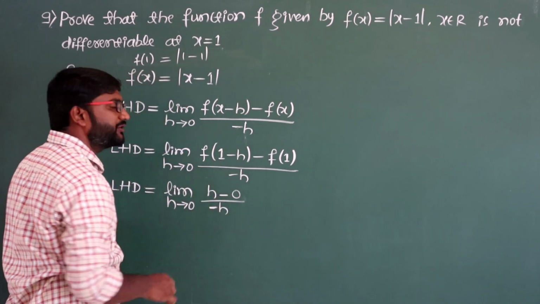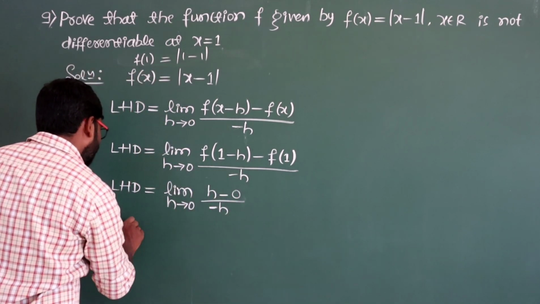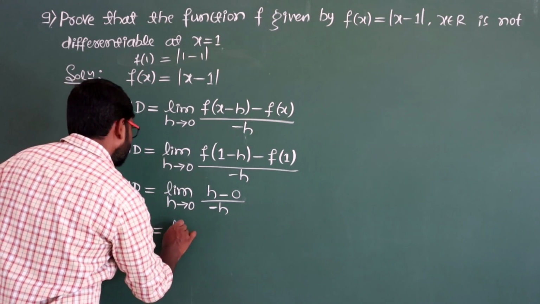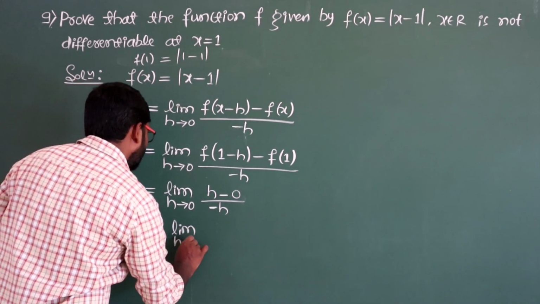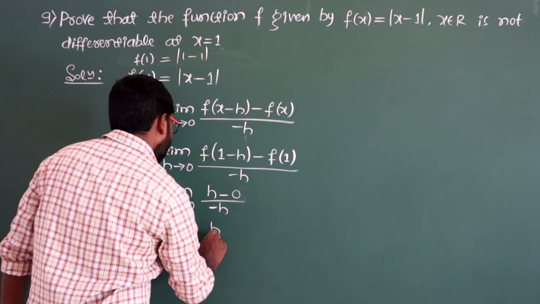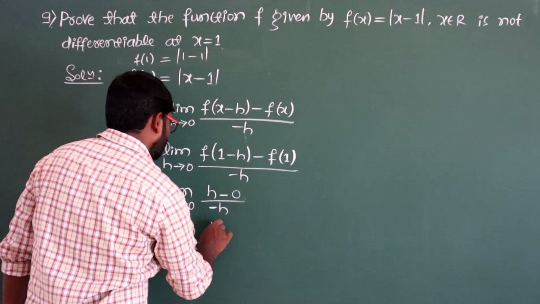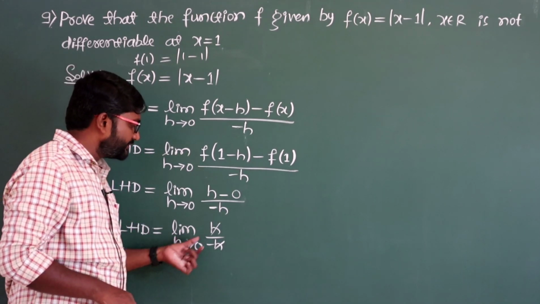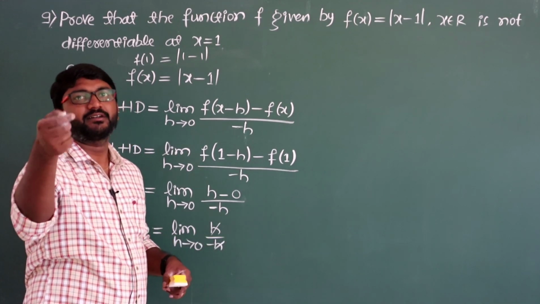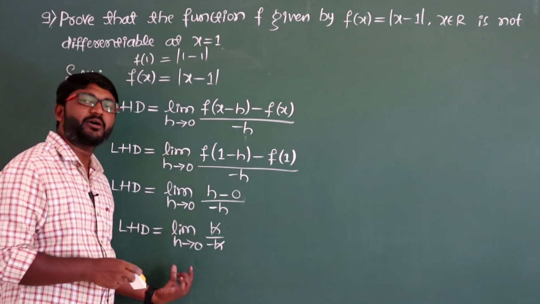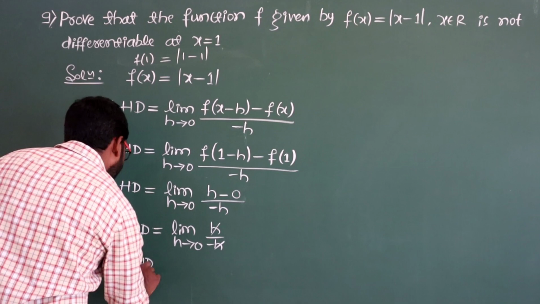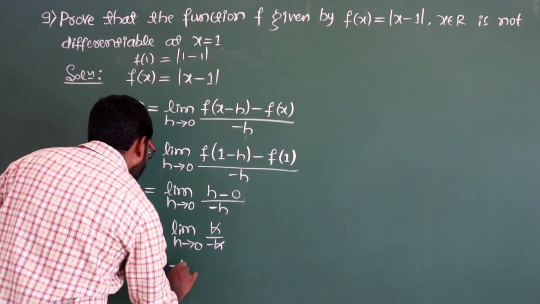So h minus 0, that is h, in the numerator. So LHD is equal to limit h tends to 0, h by minus h. So h and h get cancelled, we get minus 1. Limit h tends to 0 of minus 1. The limit of a constant is a constant. Limit of a constant is always a constant. Left hand derivative is equal to minus 1.